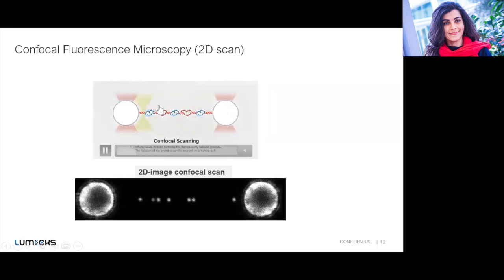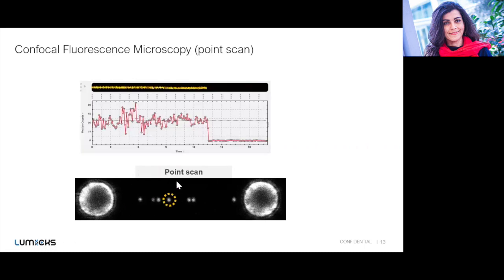Now, by scanning the sample, we can create a 2D image of the sample, or, for example, we can choose to do just a line scan to create a kymograph and look at, for example, the kinetics of interactions. Or you can choose to do a point scan and look at the photon counts that are coming from that point that you're scanning. For example, here this has been used to look at the photobleaching step of this protein.